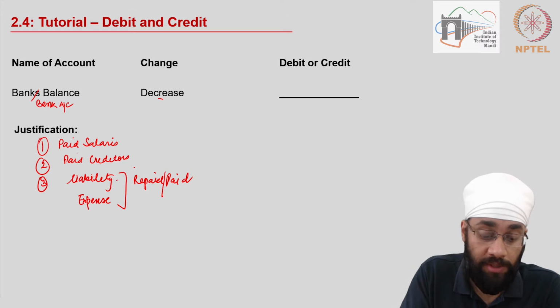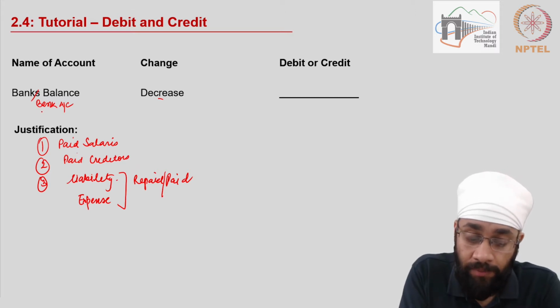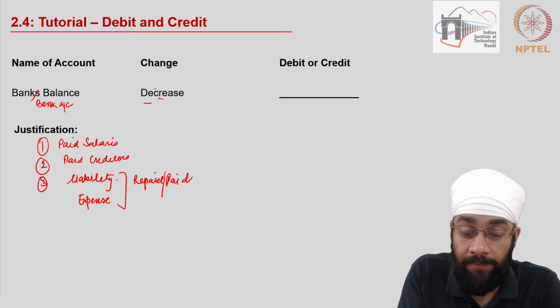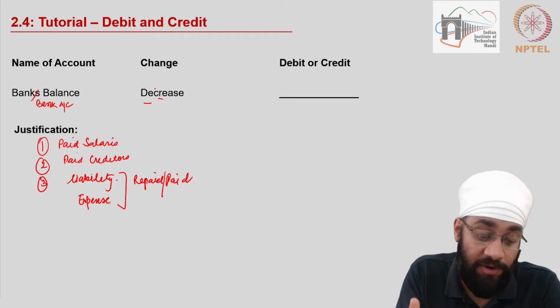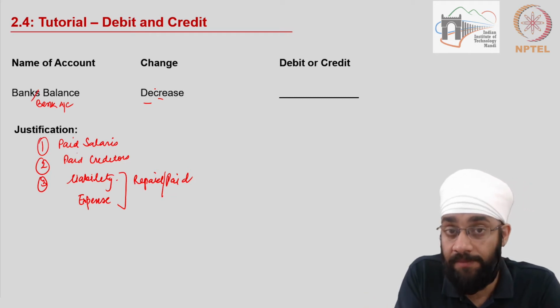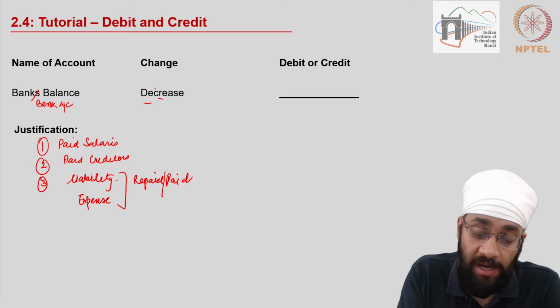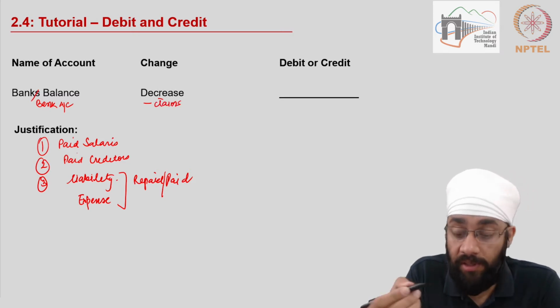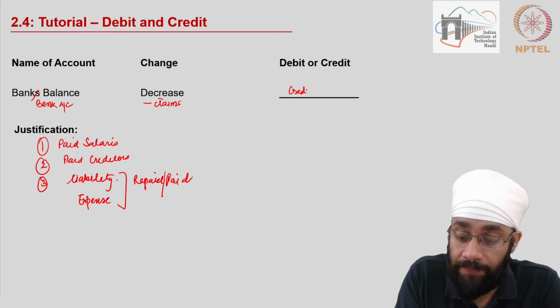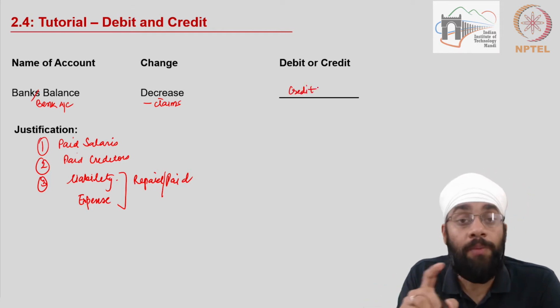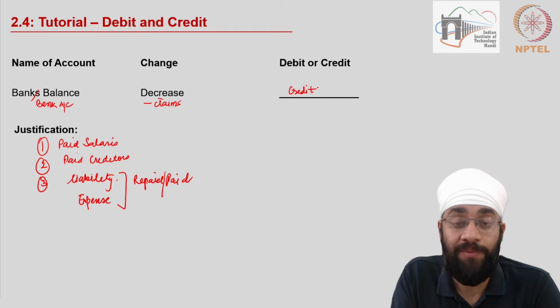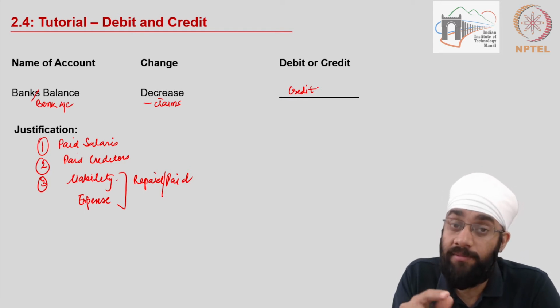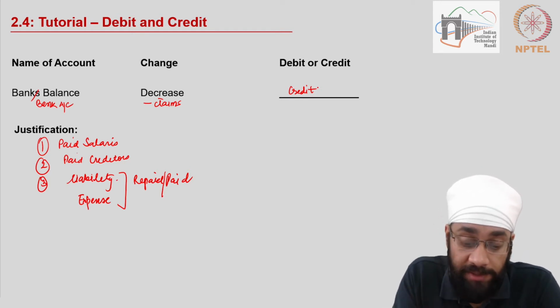It could be through check or online transfer. So the business's claim on its bank balance is going down. So decrease in claims, and decrease in claim is credit, right? Remember that there must also be an equal debit. All debits have equal credits.